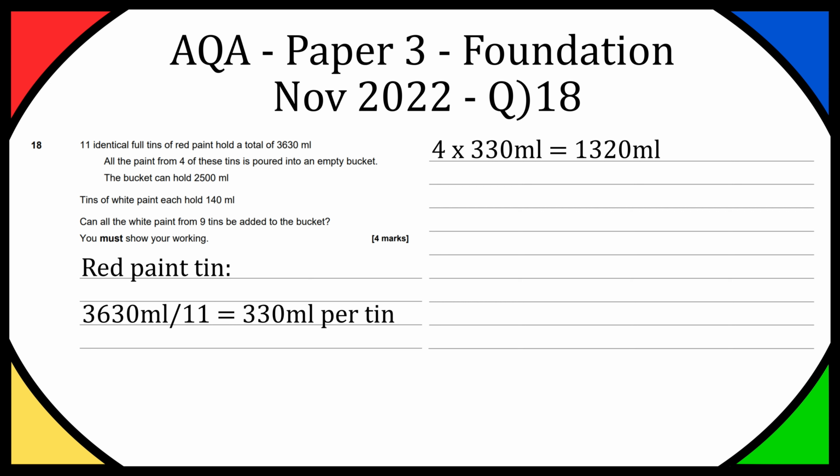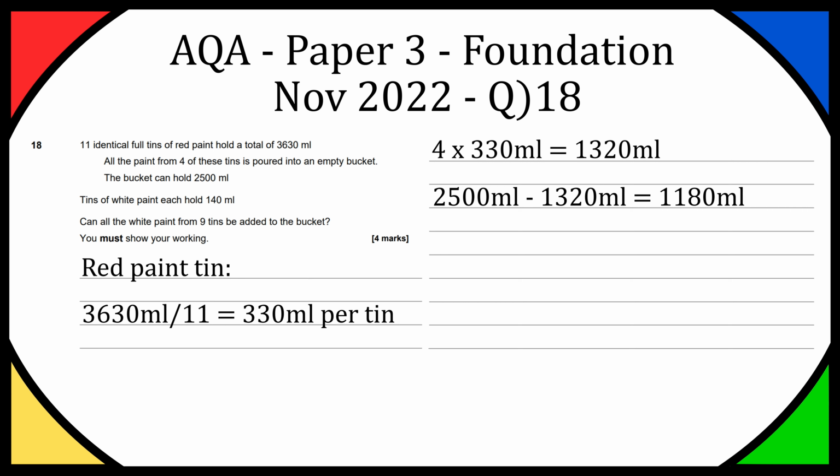We know the bucket can hold 2,500 milliliters. So let's take the capacity of the bucket and subtract the red paint we've already put in it to work out how much room is left in the bucket. So 2,500 milliliters minus 1,320 milliliters is equal to 1,180 milliliters. That's how much room we have left in the bucket.